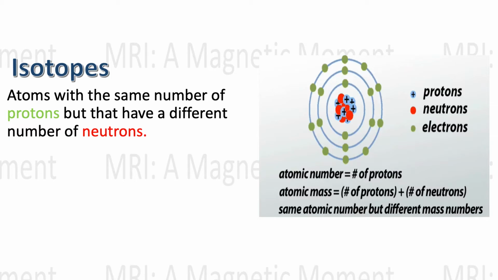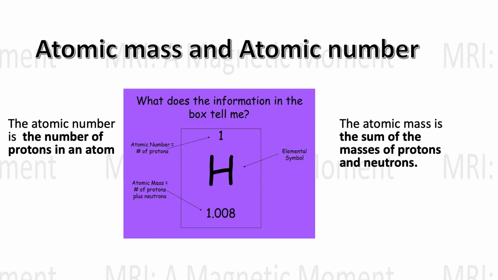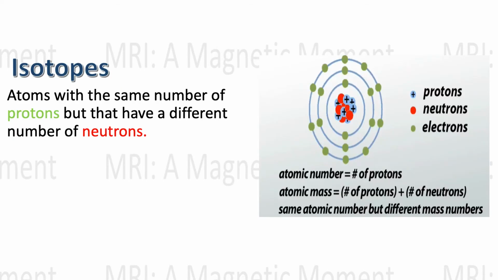We're going to look at isotopes. What is an isotope? Atoms with the same number of protons but a different number of neutrons. Such as the example over here. They have the same number of protons but a different number of neutrons. They will give us an element known as an isotope.